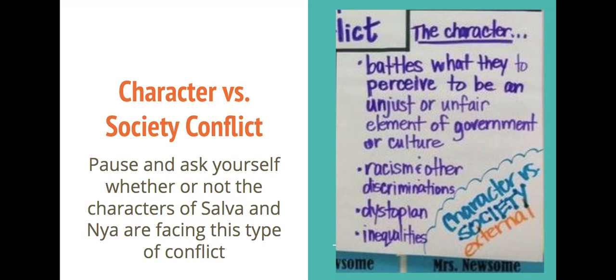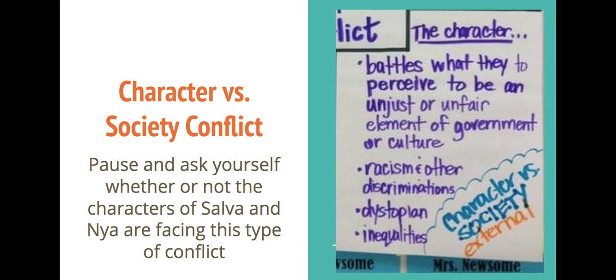Our final type of conflict is character versus society. And this is when the character battles what they perceive to be unjust or unfair, where there's racism or discrimination, inequalities. And for this one, I knew instantly what book I was gonna use. But before we do that, I want you to pause and do one last time of thinking about Selva and Nya. Are there any struggles that they're facing that could fit in this category?